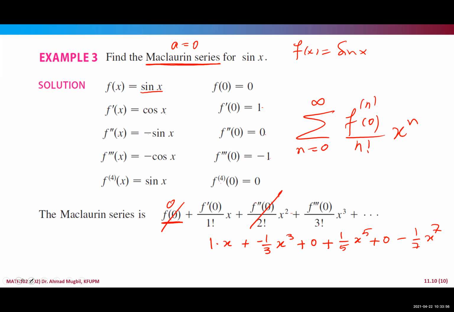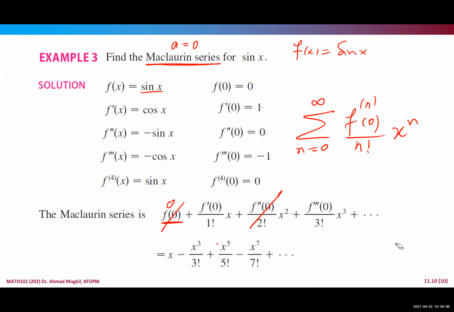If you expand it, you will have the following power series: x minus x to the power 3 over 3 factorial plus x to the power 5 over 5 factorial minus x to the power 7 over 7 factorial. How to represent this as a power series? Of course, you can write it as sigma. Notice that it is alternating: positive, negative, positive, negative. So you will start from n equals 0. When n is 0, it is positive, correct.